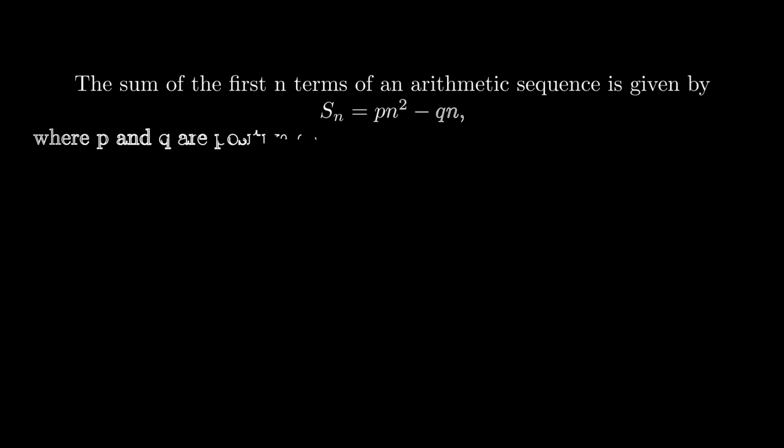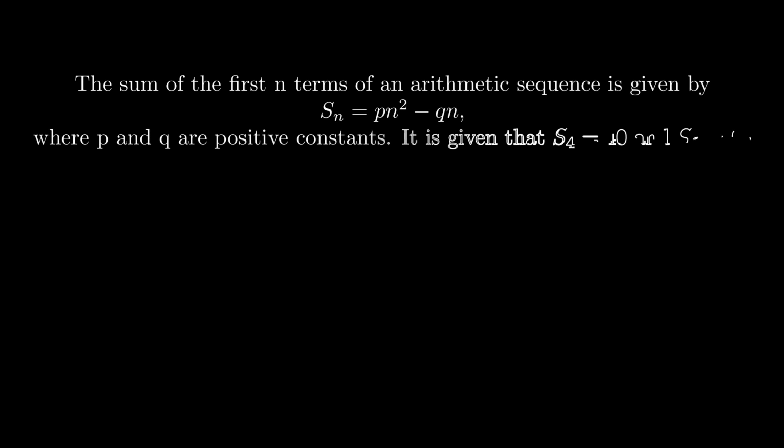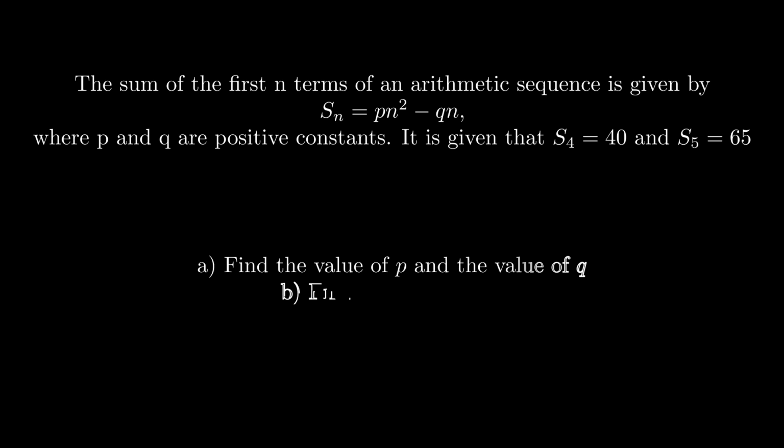The question tells us that the sum of the first n terms of an arithmetic sequence is given by the following formula, where p and q are positive constants. It also tells us that the sum of the first 4 terms is 40, and the sum of the first 5 terms is 65. And it asks us to find the values of p and q, and then using that to find the value of the 5th term.